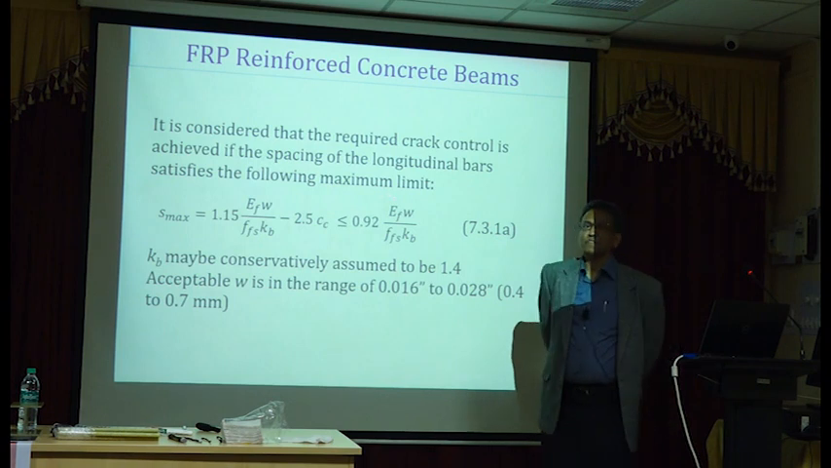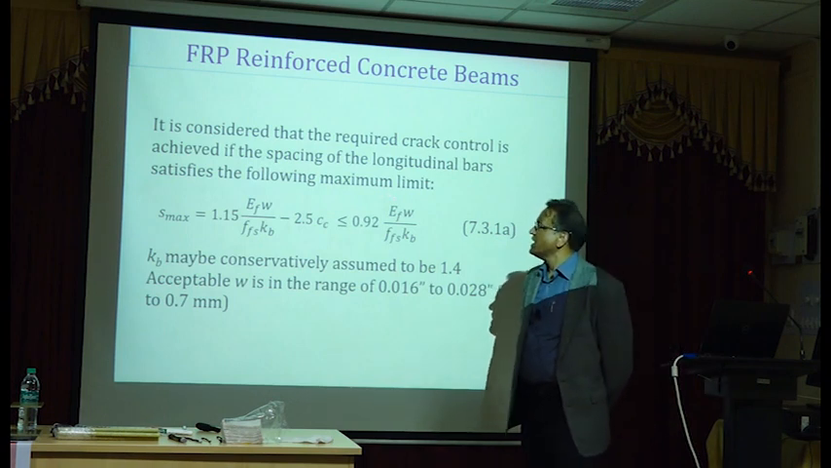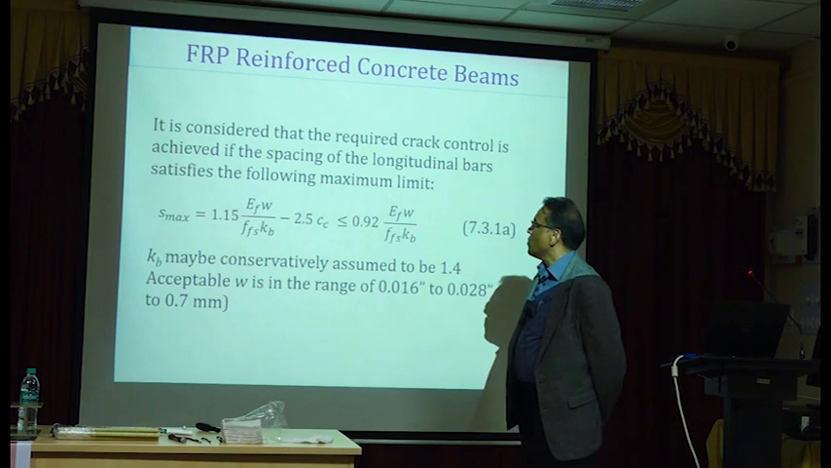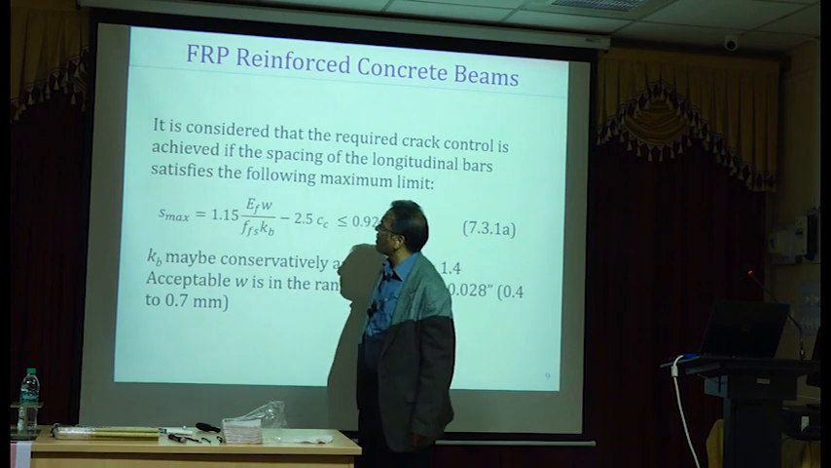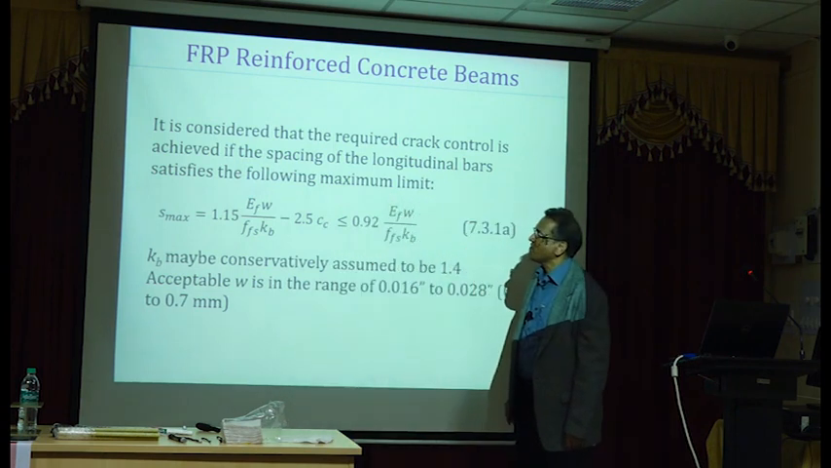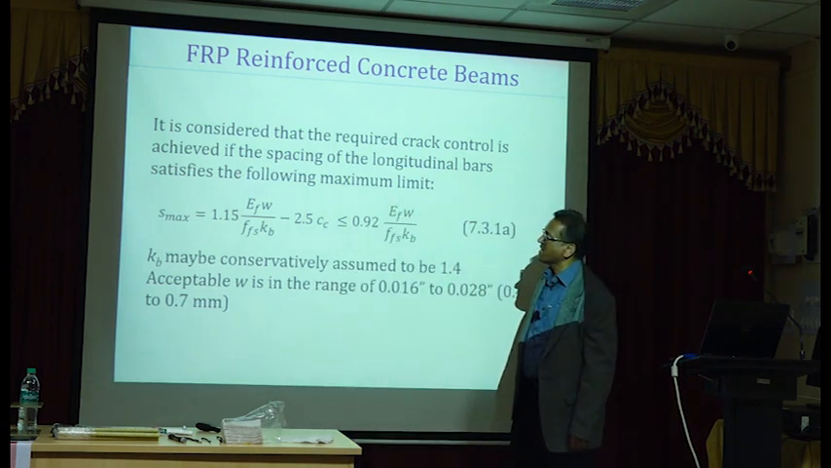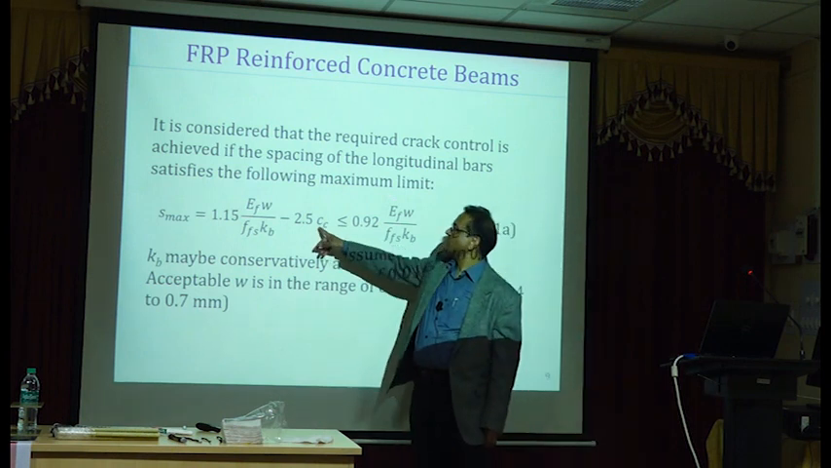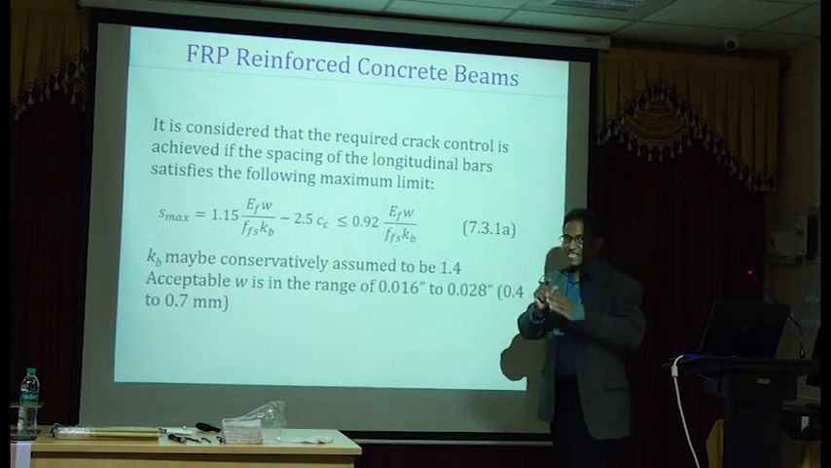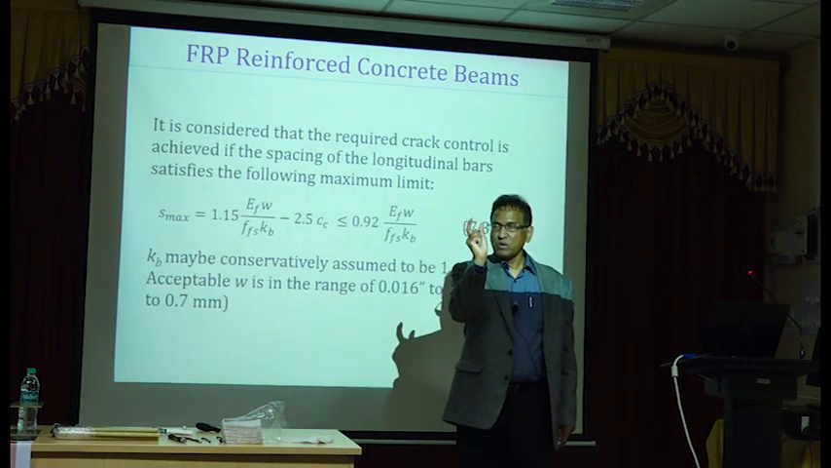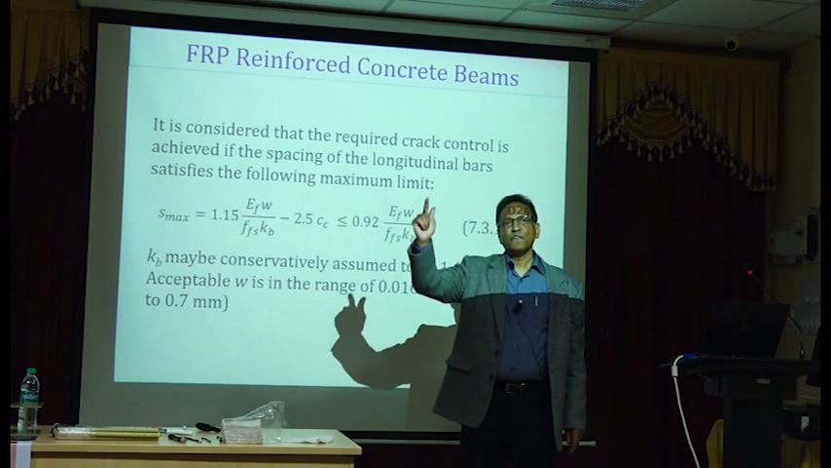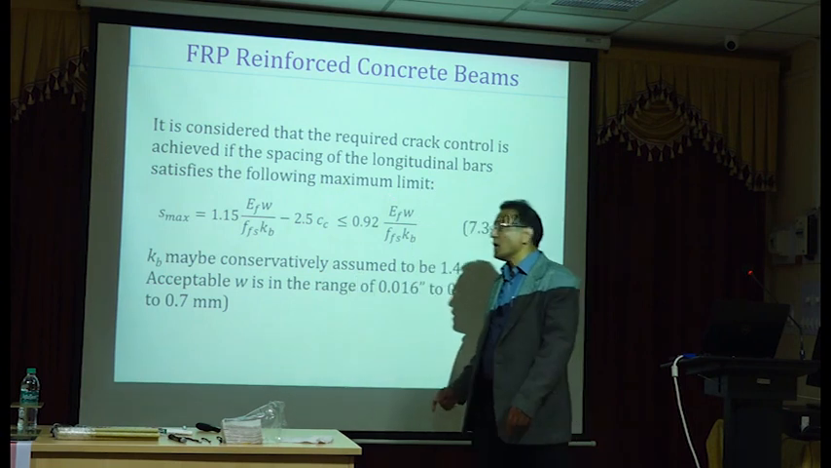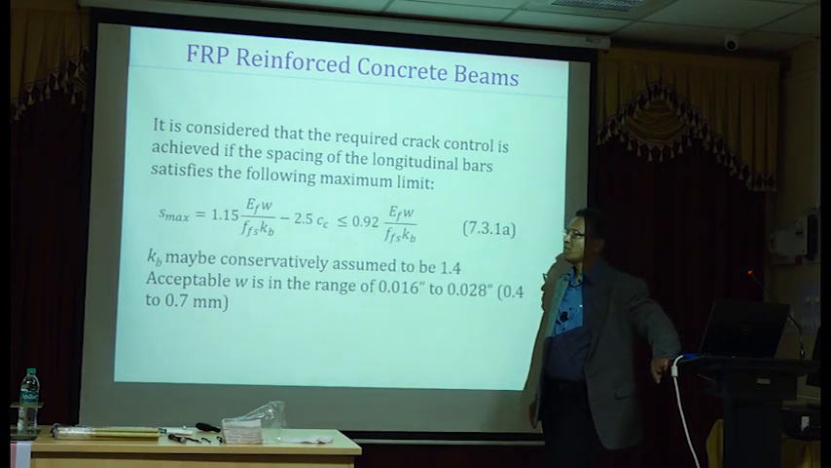So FRP reinforced concrete also is based on a similar approach, where S max is equal to 1.15 E_f w over f_fs k_b minus 2.5 c_c. Once again, c_c is the concrete cover from the center of the bar, edge bar or any bar, to the nearest face of the beam.